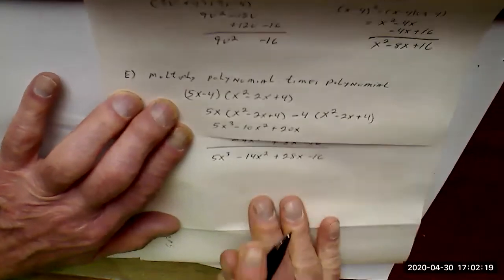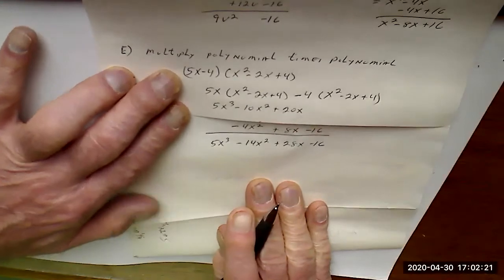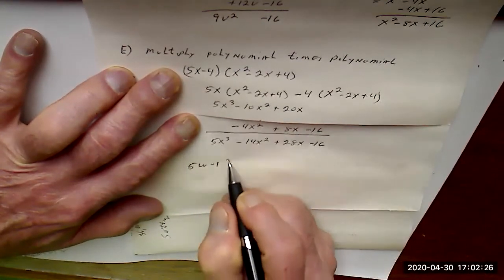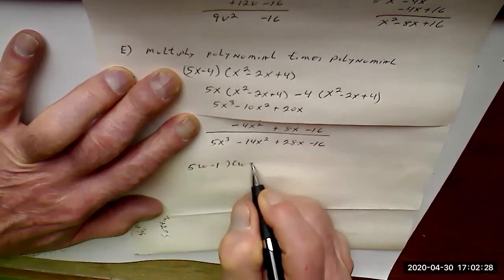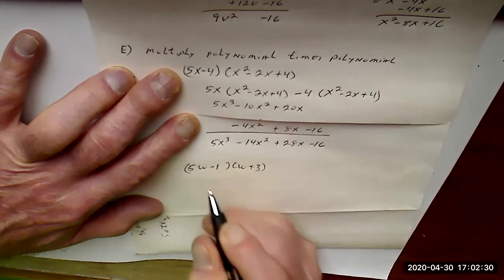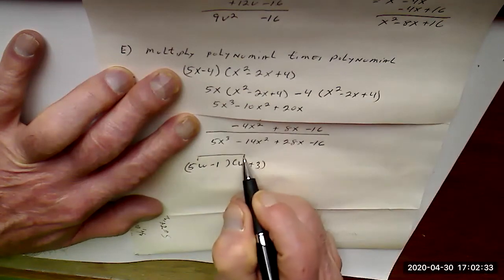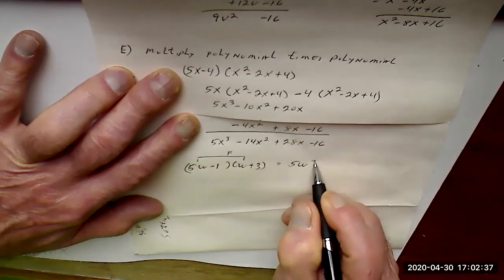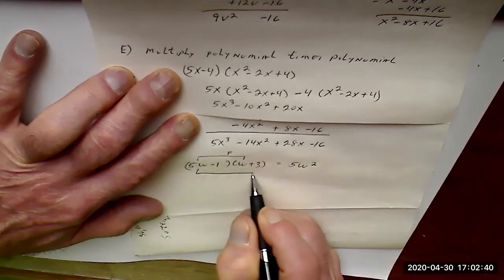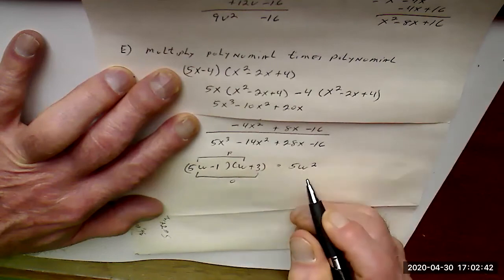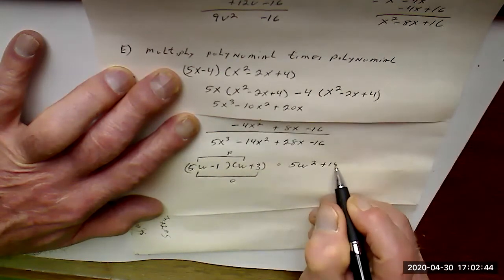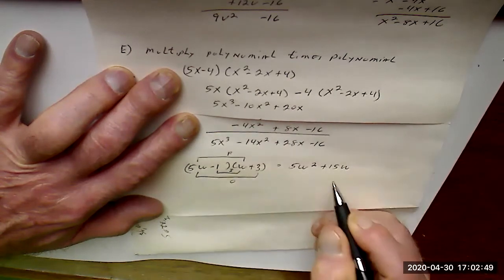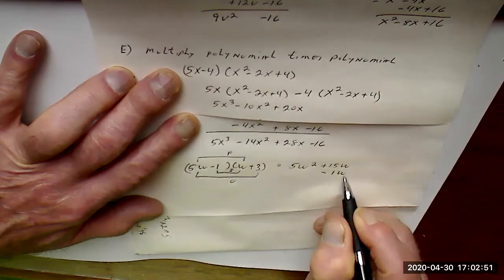Let's do one more product of two binomials. So let's have 5w minus 1 times w plus 3. So multiplying the first terms, we get 5w squared. Multiplying the outside terms, we're going to get plus 15w. Multiplying the inside terms, we're going to get minus 1w.